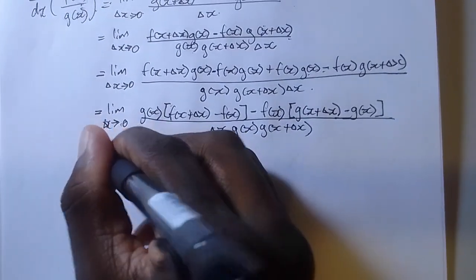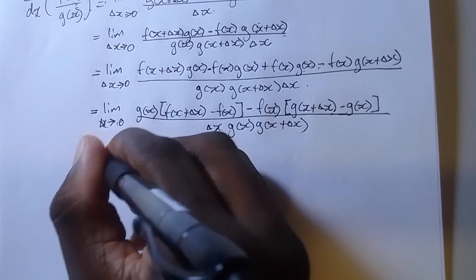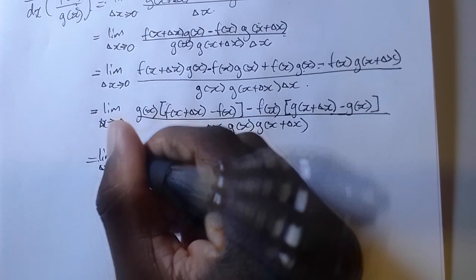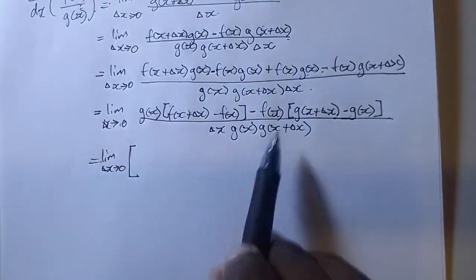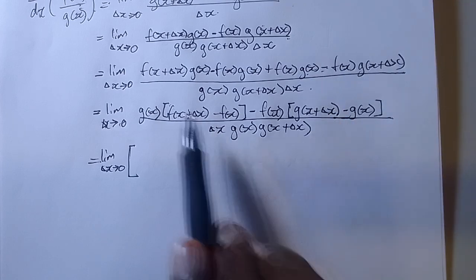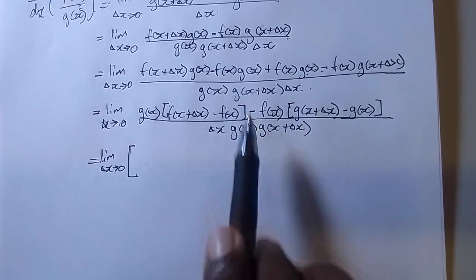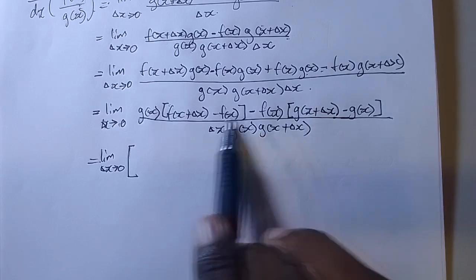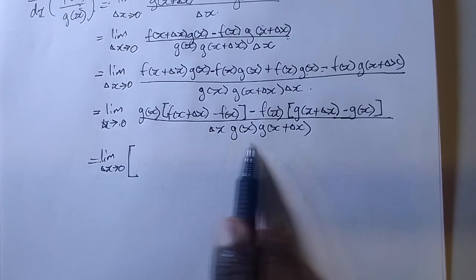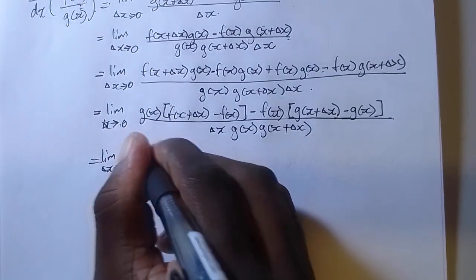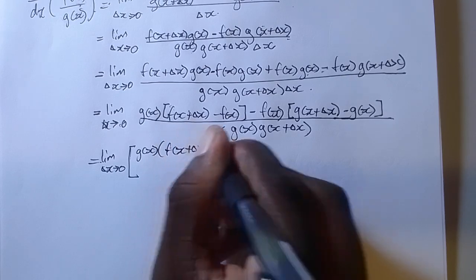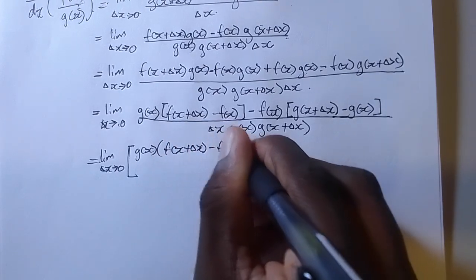Now, how do we make it such that what I just explained actually happens? First, you say limit as delta x approaches 0 of, we are going to take this denominator, we are going to distribute it across the numerators. So this numerator will have its own denominator, and this numerator will have its own denominator, but the denominators will be the same and will be this. So the first one is g of x into f at x plus delta x minus f at x.